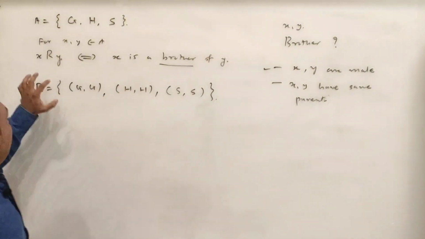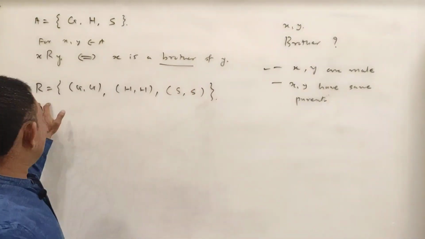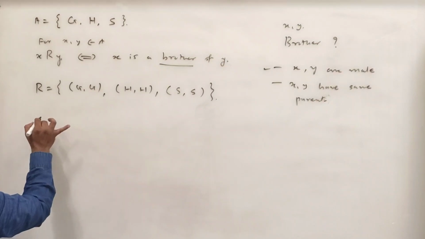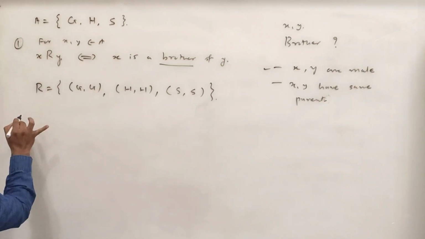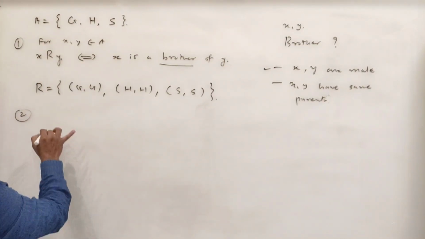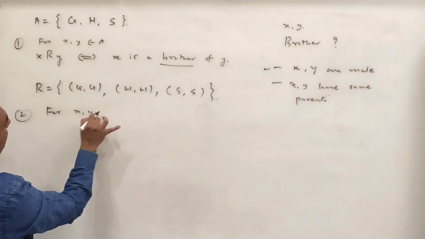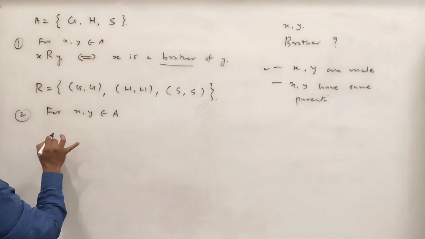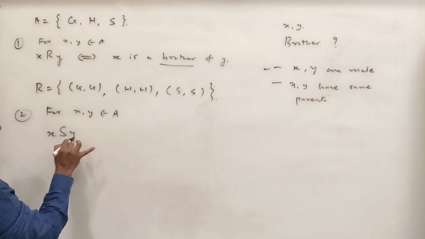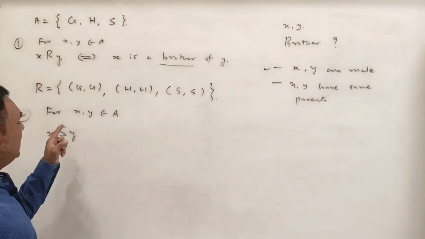Relation R, if I define X is a brother of Y, then this R is this one. Okay, so now this is my first relation. Now let me define the second relation. For X comma Y belongs to A, you define X S Y. S is some other name, I give it another name S.